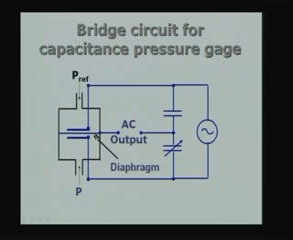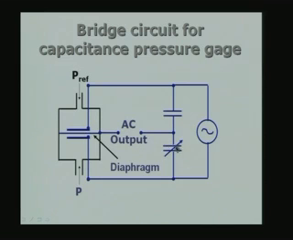And now I am going to connect the two plates to two capacitances here, one at the top and the other one at the bottom. This may be a variable capacitance. Initially, when the pressures are the same on the two sides, the reference as well as this side, there is no change in the position of the diaphragm, it should indicate null.